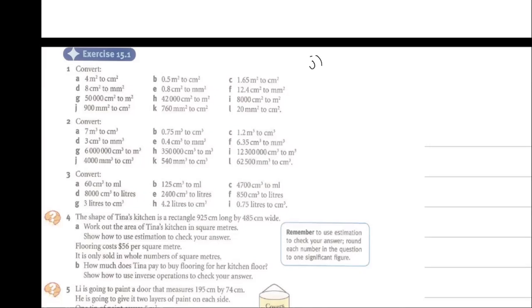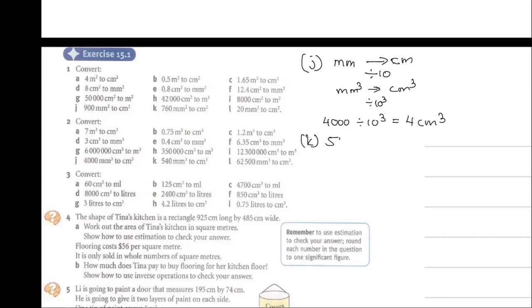JKL. J 4,000. Well, J is cubic millimeters to cubic centimeters. So this is divided by 10. So this one we just need to divide it by 10 cube. 4,000 divided by 10 cube. So you can see 1 0 times 3. So 1, 2, 3 gone. So the answer will be 4 cubic centimeters.